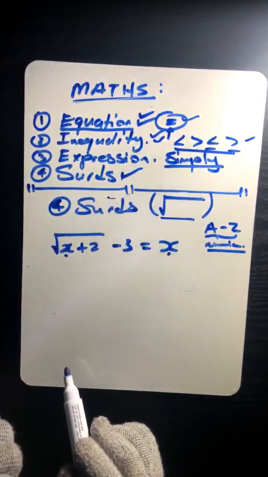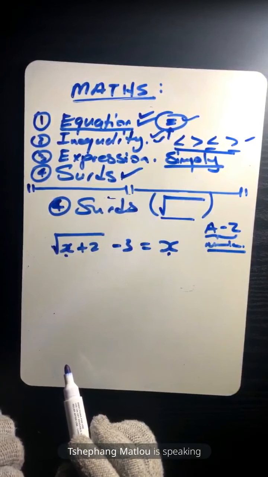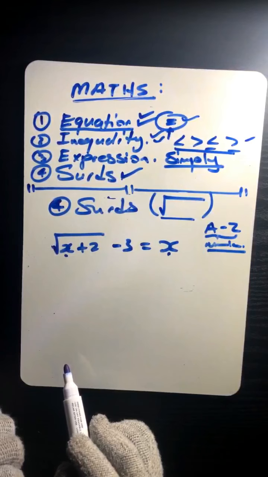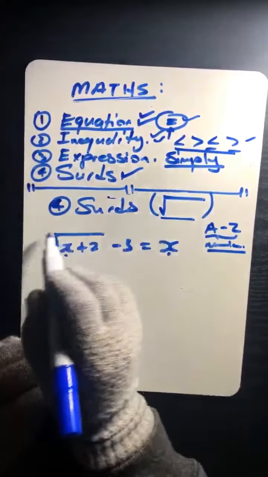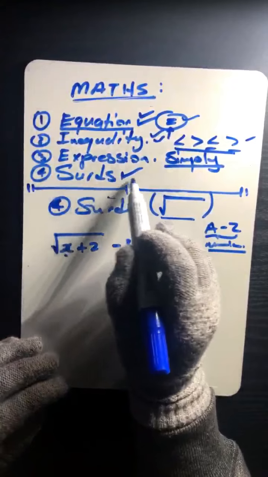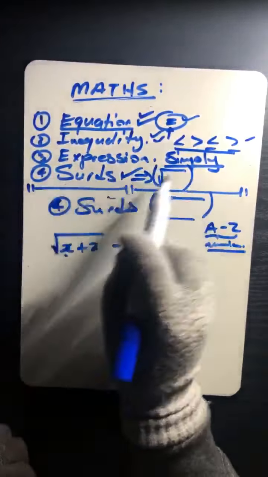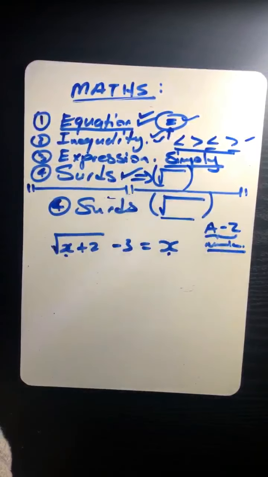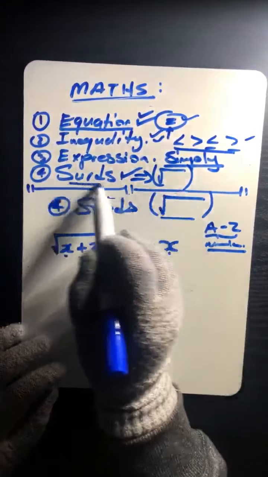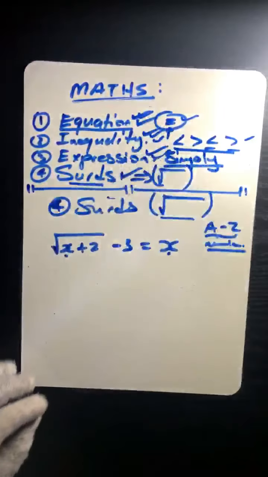Then, Wanamatlo, is it an equation? Yes. Why? It has the equal sign. But whether it's a surd doesn't matter here. Let's say surd simply means square root. So it can be a surd and still be an equation, or be an inequality, or be an expression.